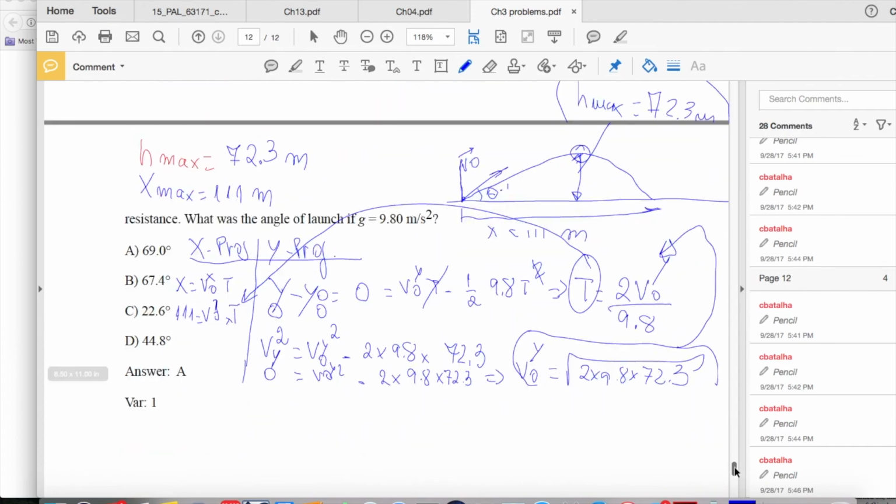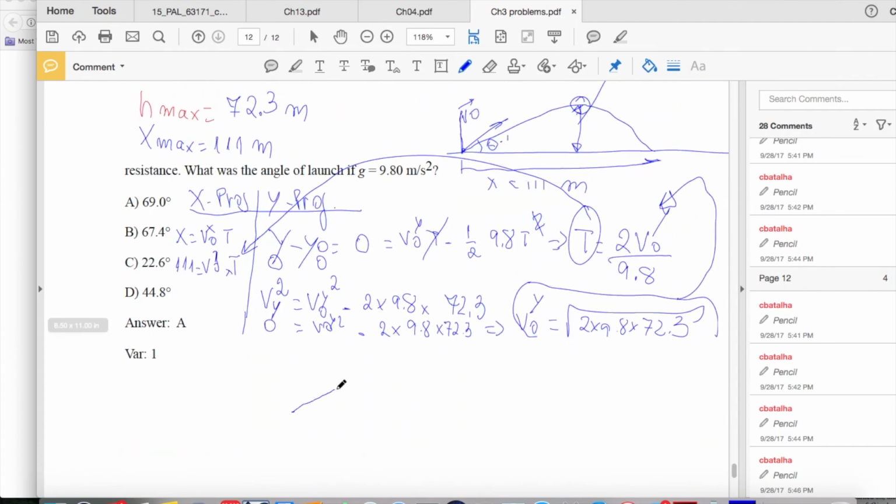So now look at this. This is my v naught x. This is my v naught y. And this is the angle we want to find. So tangent of that angle, SOHCAHTOA, is v naught y, the rise, over v naught x, and then we could solve. Okay.